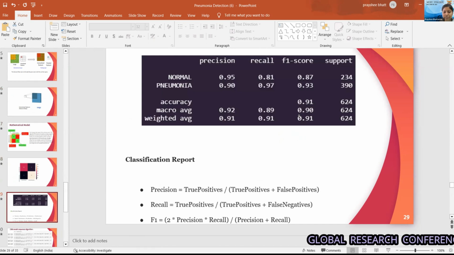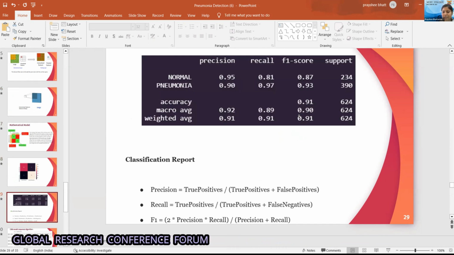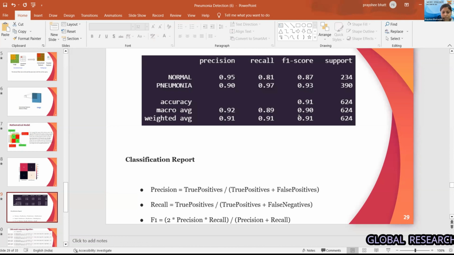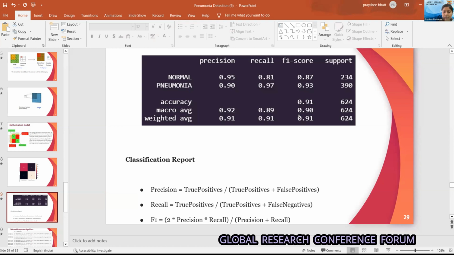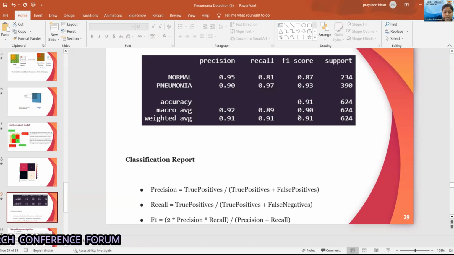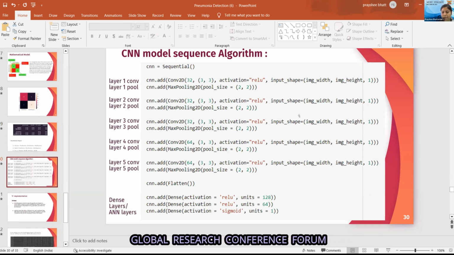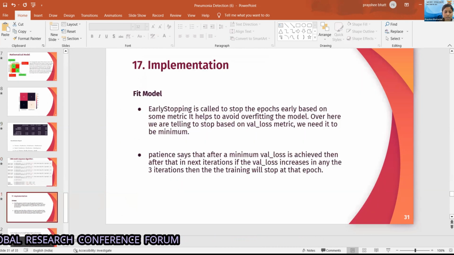So this is the classification report. We know the precision, recall, and F1. These are the three fundamentals of the confusion matrix which are being utilized, so that we can efficiently classify COVID and pneumonia. This is some of the CNN model sequence algorithm which is being implemented in the project.